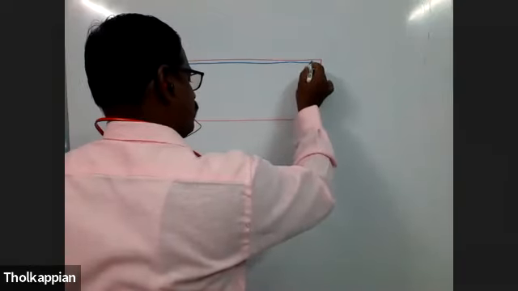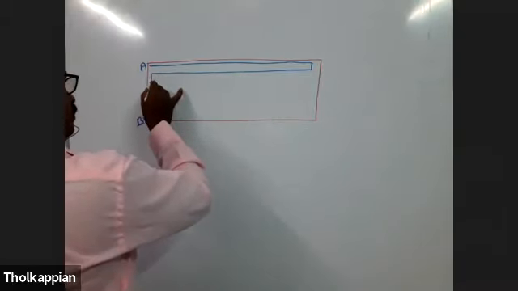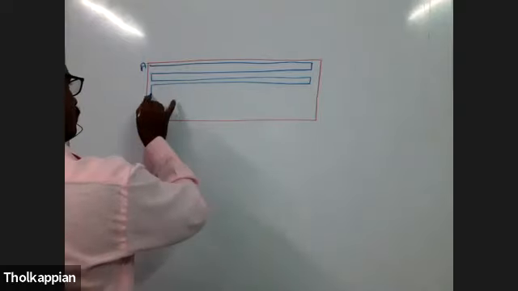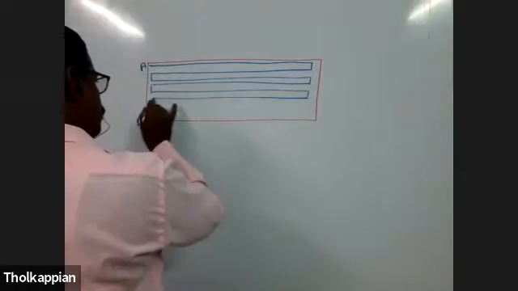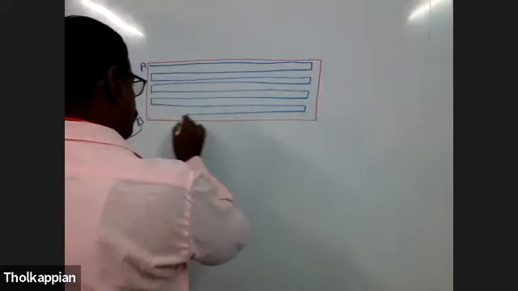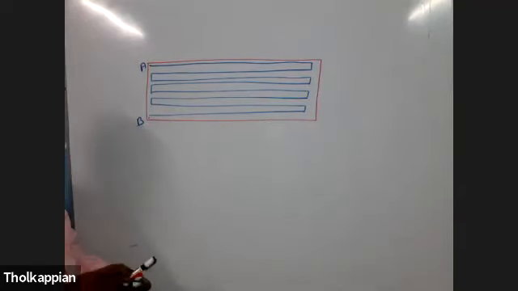Then again it comes here. Again it moves here. Again it moves here. So like that, without any joints, the 10-meter wire is bounded. Without any joint, the 10-meter wire is bounded.